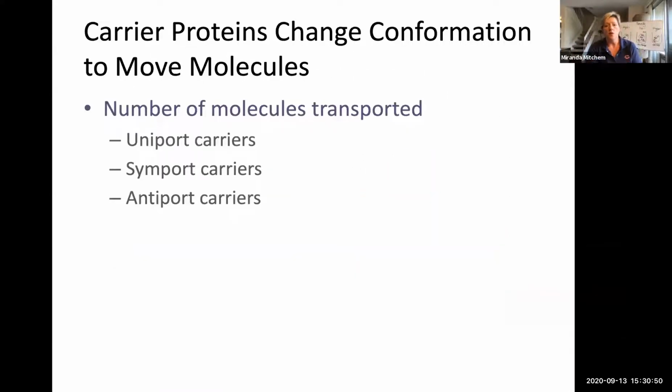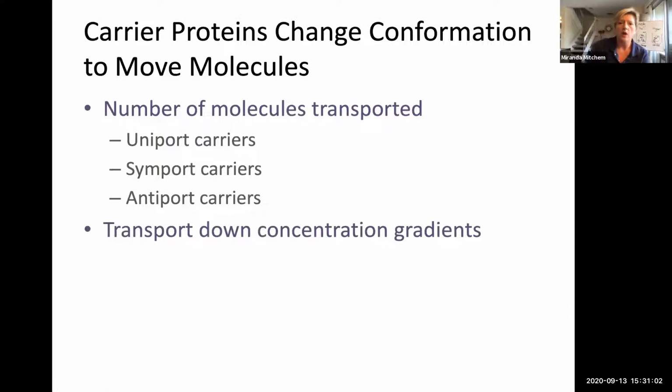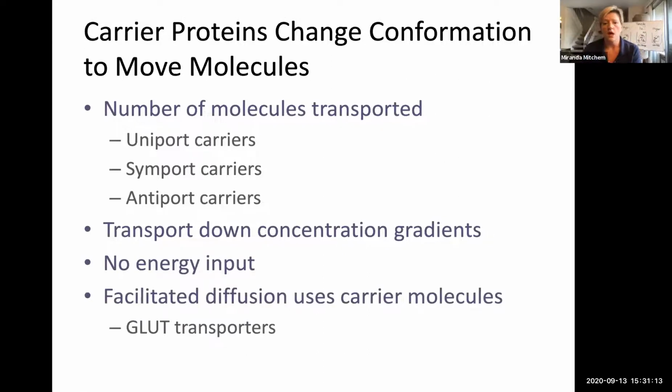All right. So now looking at examples of carriers, those were channels. Now we're going to look at carriers. We have three categories, and we'll look at examples. But these allow for the movement of something through its gradient. So we're still talking about diffusion. An example in our body are the GLUT transporters, which we'll learn about.